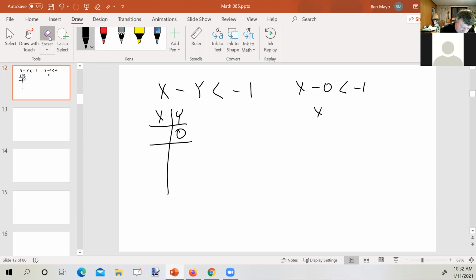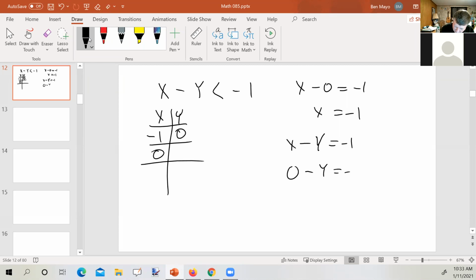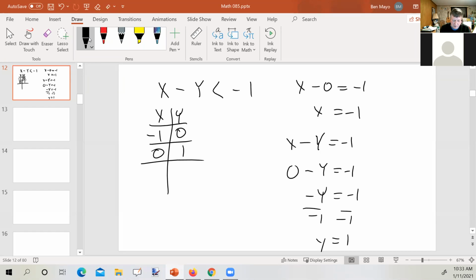Oh, wait a second. And finding my ordered pairs. Oops, I need to deal with it as an equation. So this becomes x equals -1. And then x minus y equals -1. We'll use x being 0. 0 minus y equals -1. Negative y equals -1. Y equals 1. So we get these two ordered pairs, -1, 0 and 0, 1.